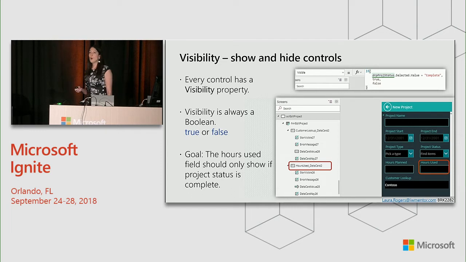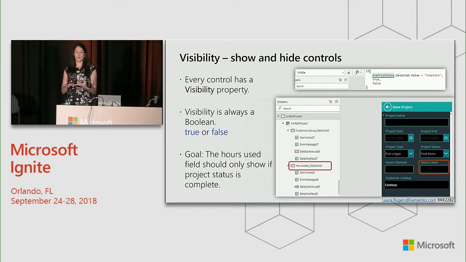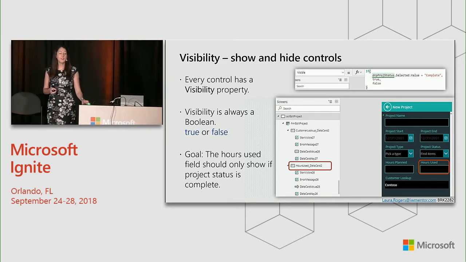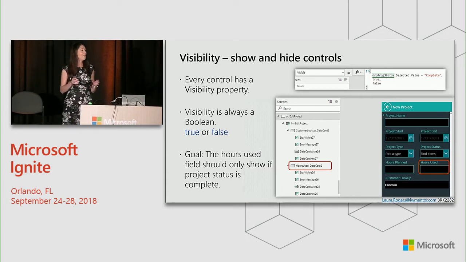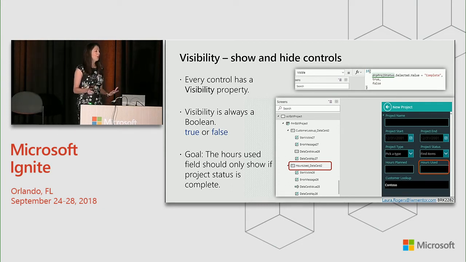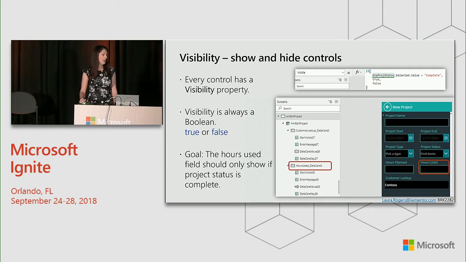So now we talked about the mode so far, and just disabled versus view versus edit. So next, another big common thing that we do in our logic is the visibility. With visibility, this lets you show and hide things. Every single type of control in PowerApps has a visibility property, and this is very powerful. Visibility is always just going to be equal true or false. So anytime you do logic having to do with visibility, the result of your if statement simply needs to equal true or false. So the goal here in this particular example is the hours used field should only show if the project status is complete.